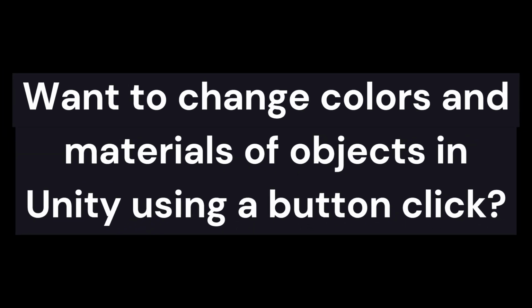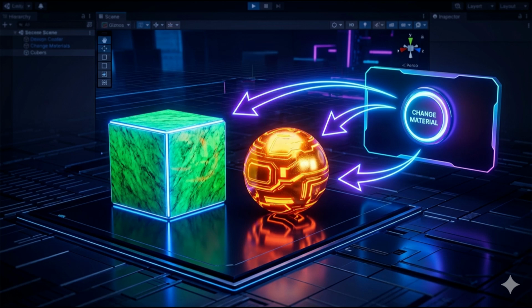Want to change colors and materials of objects in Unity using a button click? In this video, we'll build a scene and control everything dynamically using C#.